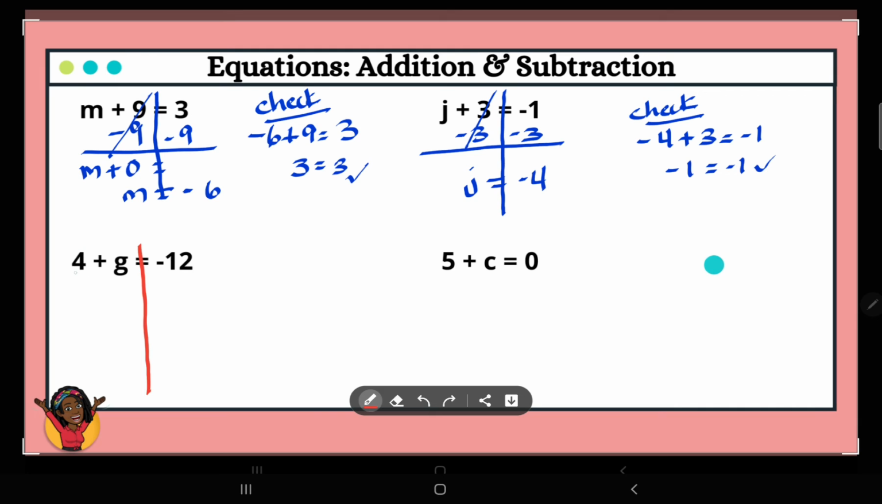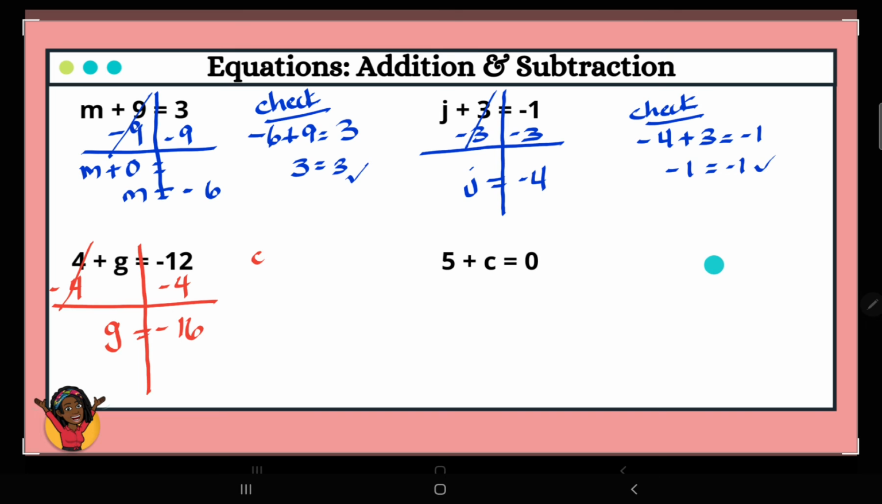So here we have a positive 4. Just like in the previous example, the objective is to get that variable by itself. So we want to move away anything that's next to the variable. I have a positive 4, that means I'm going to subtract 4 on both sides. This here cancels out. I'm going to bring down my g. Now I have same signs. I'm going to add and keep the sign. So 12 and 4 is 16, and my sign is negative.